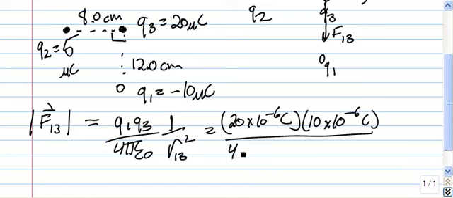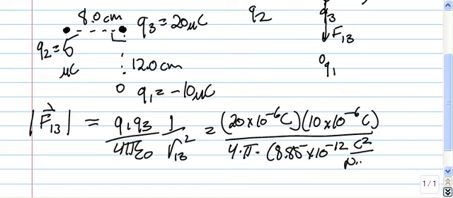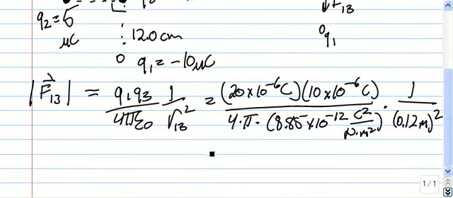This is over 4 times pi times 8.85 times 10 to the minus 12 coulomb squared per newton meter squared, times the distance. Now notice the distance is given in centimeters. Again, I want to work in consistent units, so I'm going to change to SI units and calculate it using meters. So if I put all these things in, I find that the magnitude of the force that 1 exerts on 3 is 125 newtons. And this is going to be, in fact, down.